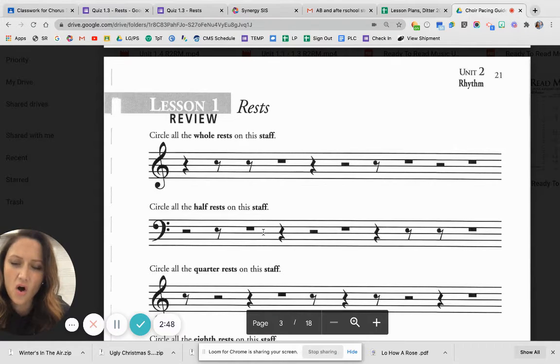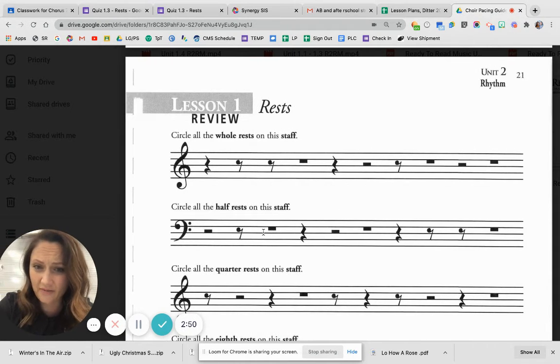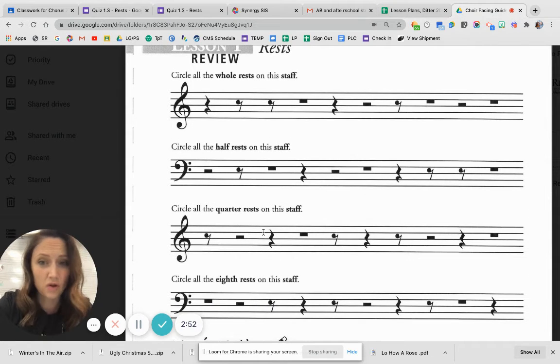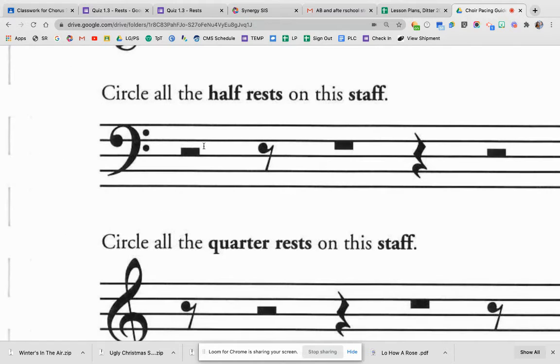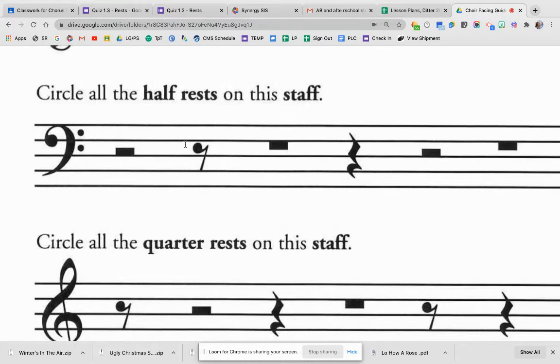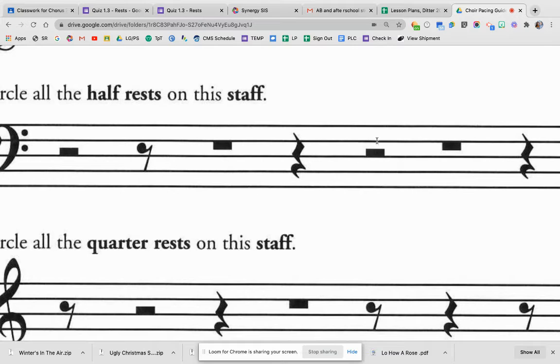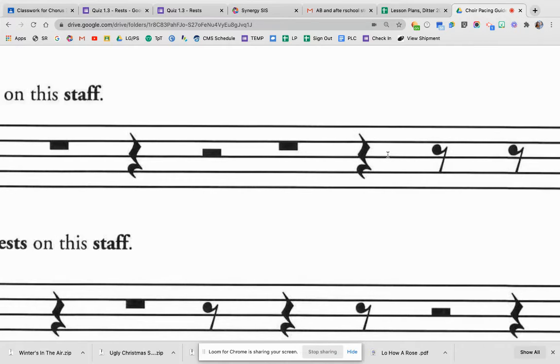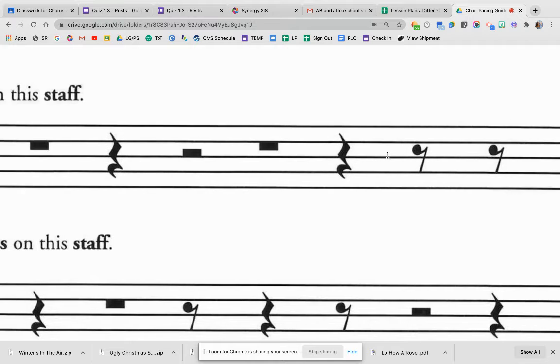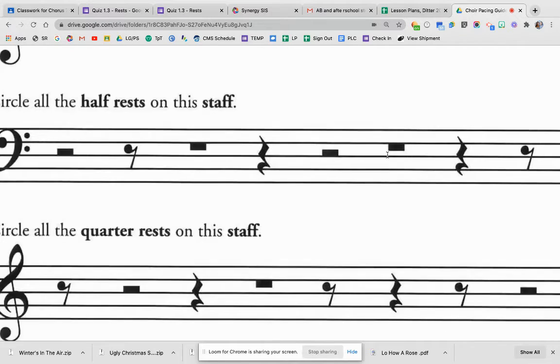It says circle all the half rests on this staff. So I'm going to give you a minute to just look for the half rests. How many did you find? Let's zoom in and look. We have a half rest here. That's 1. We have a half rest here. That's 2. And that is it. We only have 2 half rests.